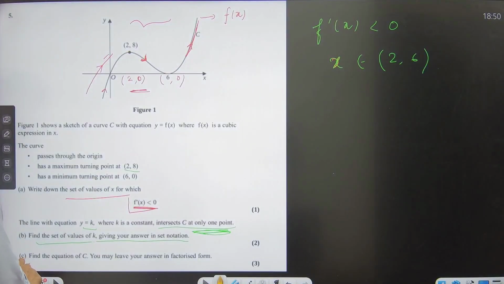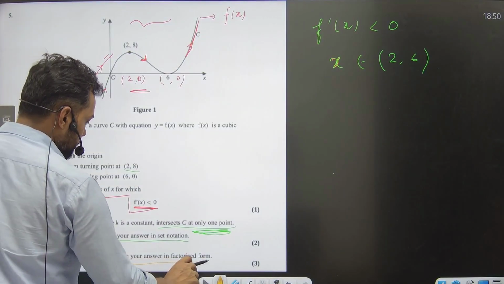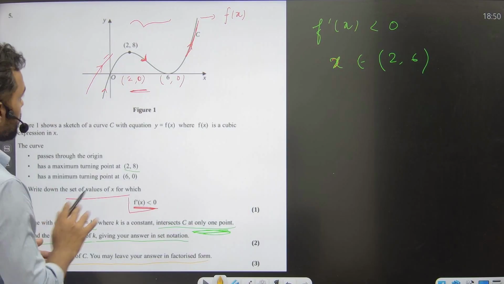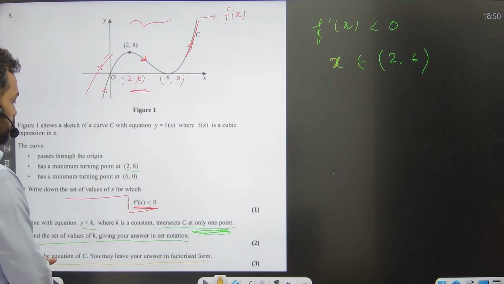Next part, find the equation of C. You may leave your answer in factorized form. If I discuss the C part, students, C.